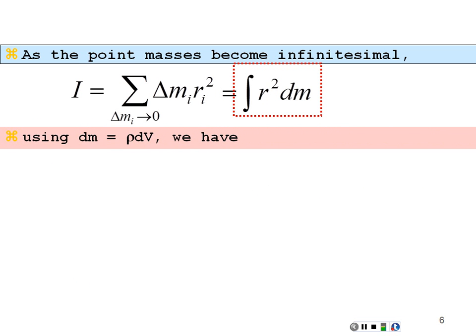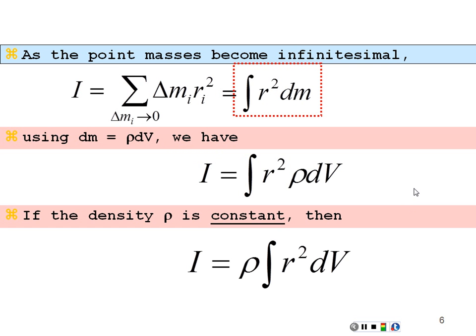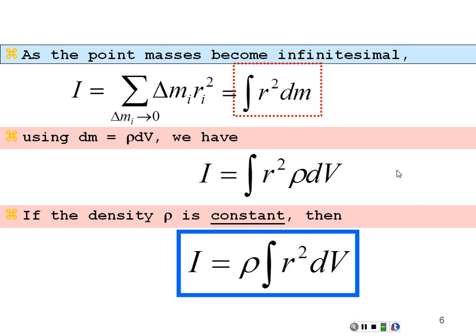If we say that our infinitesimal change in mass is equal to density, which for a continuous object would be a constant, times our change in volume, because density is mass per volume, we could make that substitution into this integral, and we would have that the moment of inertia is the integral of r squared times the density dV. If density is a constant for this particular object, then I can take the constant out of the integral, and I would have that the moment of inertia is the density times the integration of r squared dV for this object. And that's how we would calculate the moment of inertia of this continuous object.